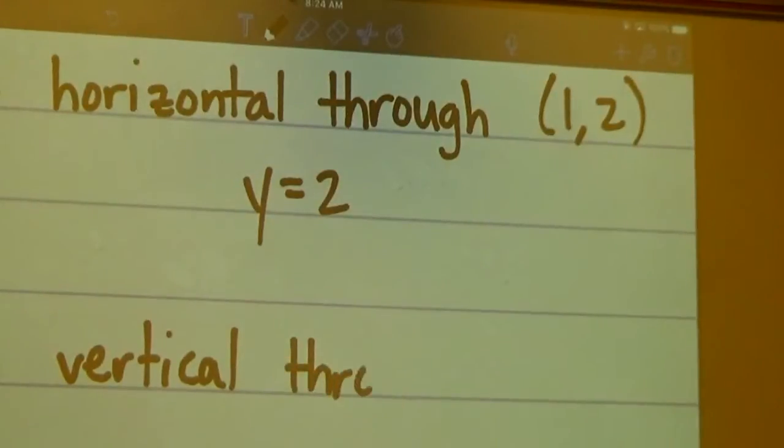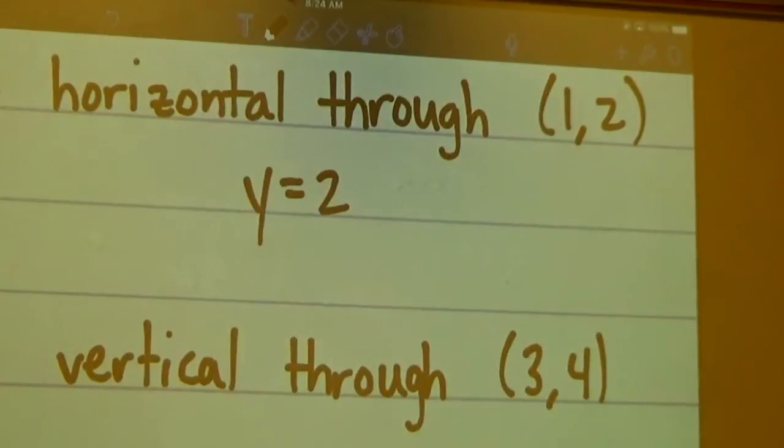Does that make sense? What if I say I want vertical through 3, 4? It'd be 3, but what am I going to put? Y equals 3? X equals 3.